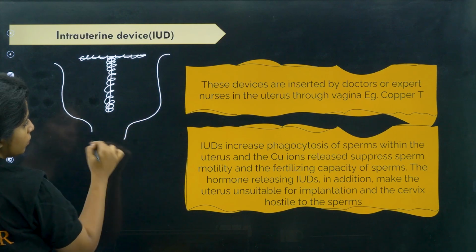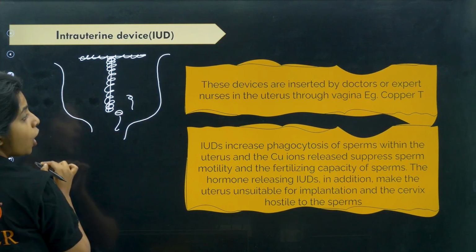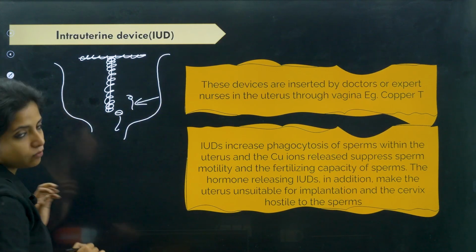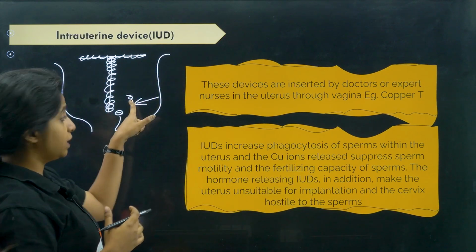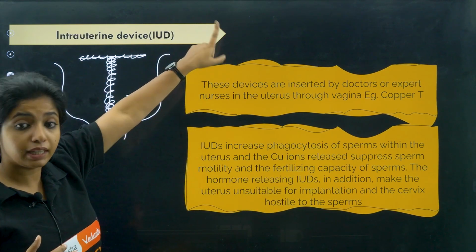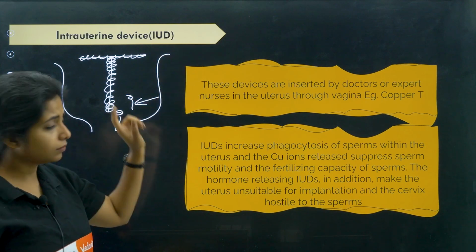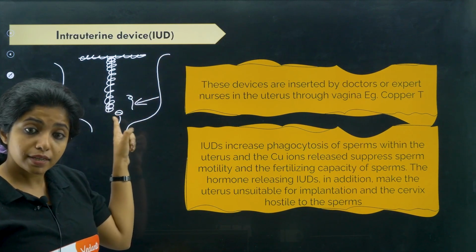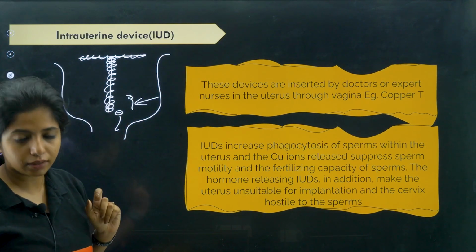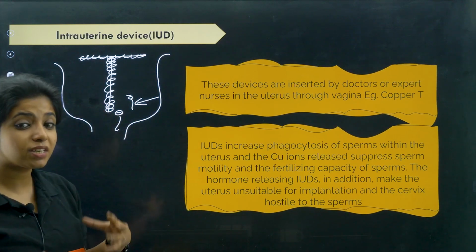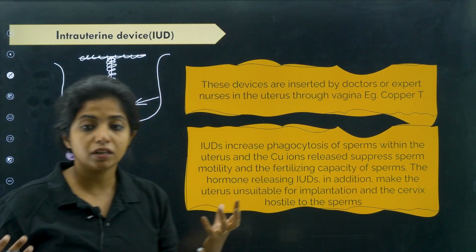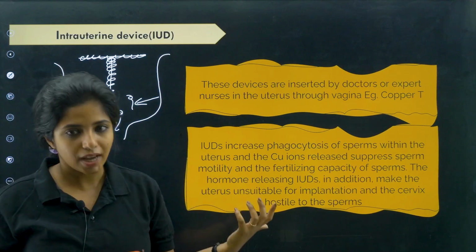What does this copper do? For example, sperms entered. The copper inhibits the motility of the sperm. It does not allow the movement of the sperm very easily. Now, sperm is not moving. Can it go and meet the egg which is there in the fallopian tube? So this is an intrauterine device that is put inside the female genital tract. But the problem with this is it sometimes causes irritation. The copper ions that are released cause irritation as well.